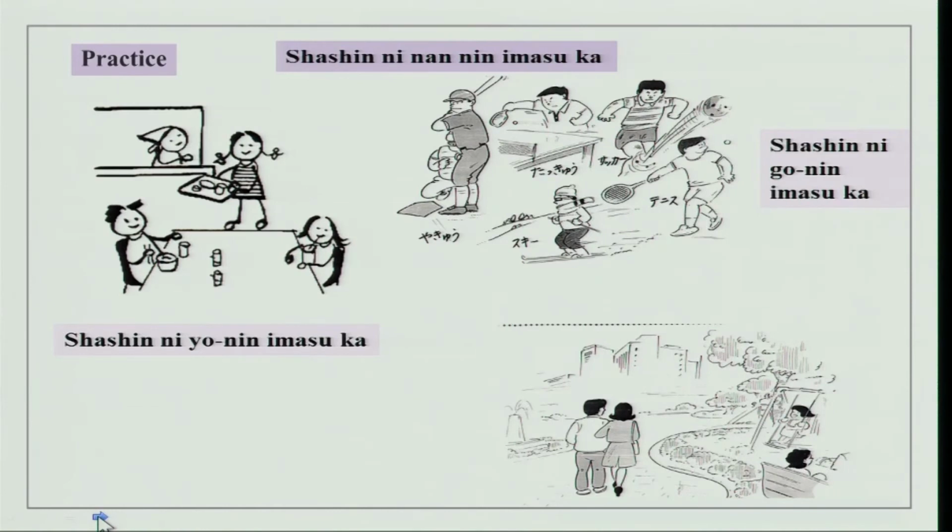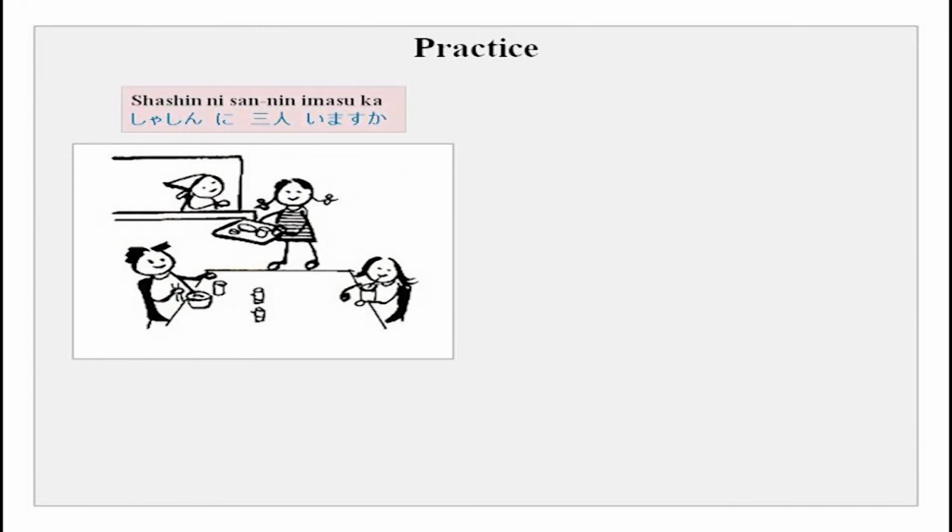Then we have another picture over here for you of this park, and kono shashin ni nan nin imasu ka? Well, kono shashin ni yonin imasu. And as we have a picture which has 4 people here, you can also answer kono shashin mo yonin imasu. Is that all right? So, you can use mo also, you can use wa also, whichever you want. Now, you can ask like this, shashin ni san nin imasu ka? Iie, shashin ni san nin imasen, yonin imasu.